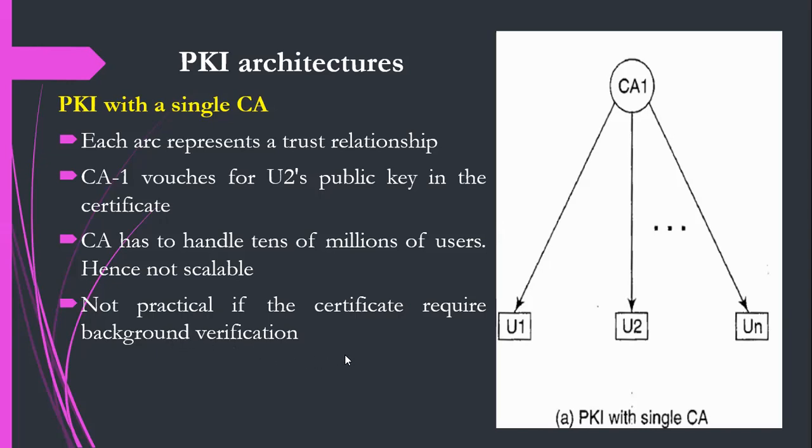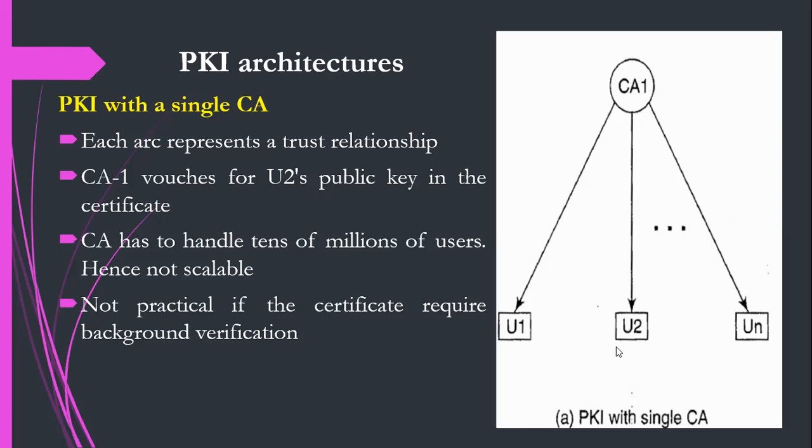It is not practical if the certificate requires background verification. That is very difficult to handle. So this is the architecture with a PKI with a single CA, and it is of the very first kind. The first type in the PK architectures is PKI with a single CA. This is not suitable, not practical, and not scalable, right?